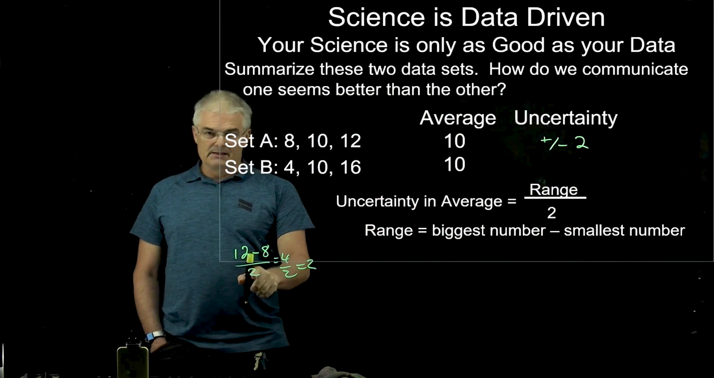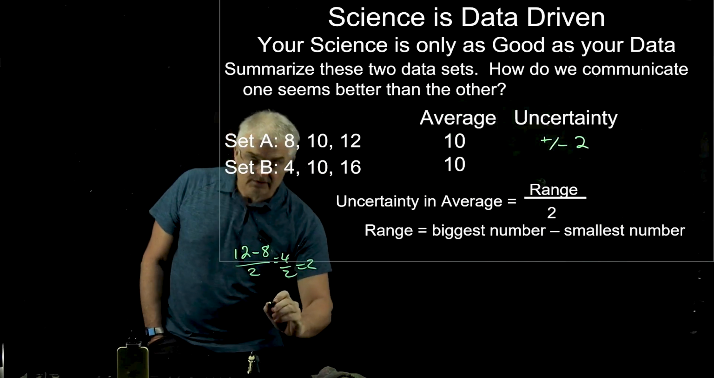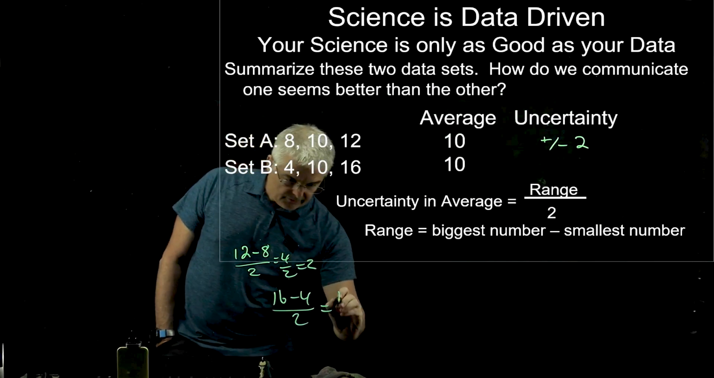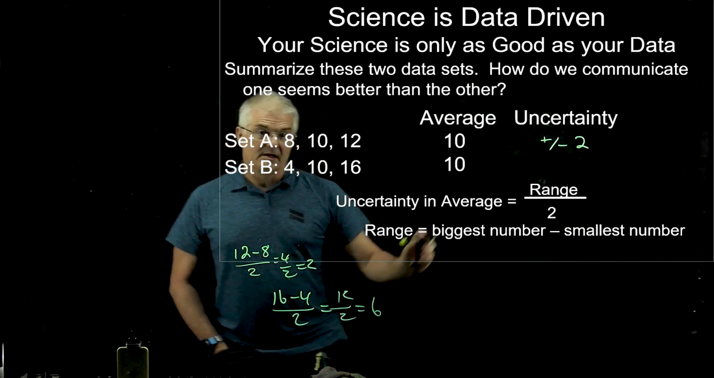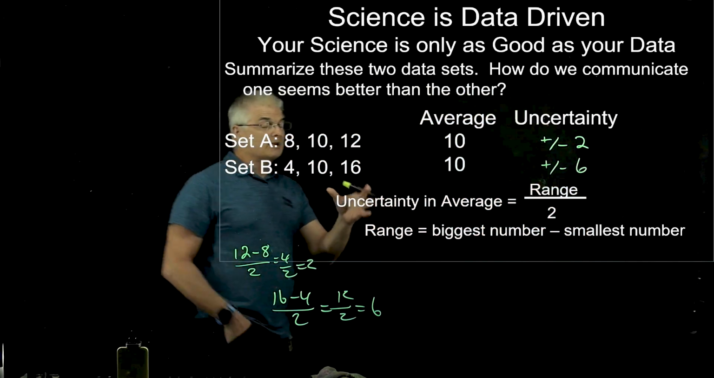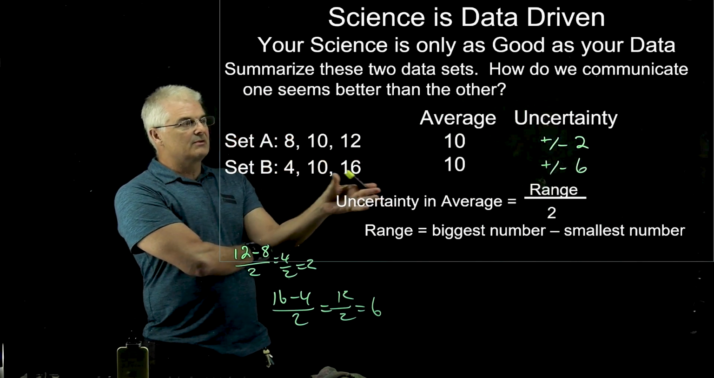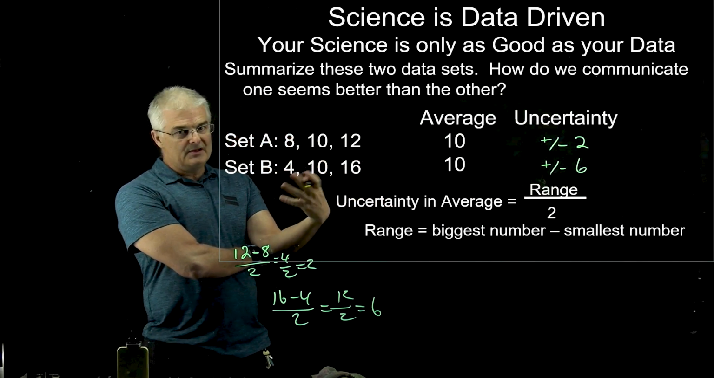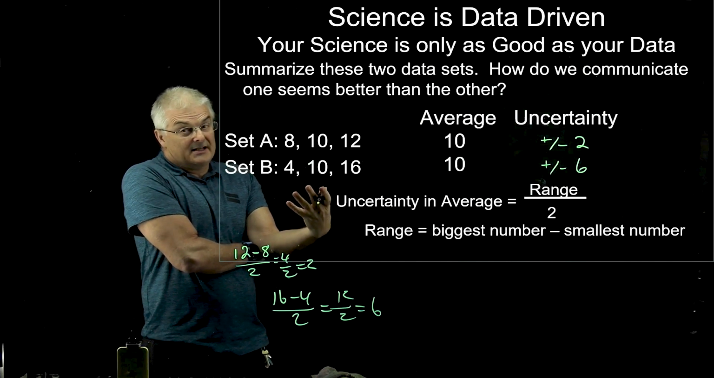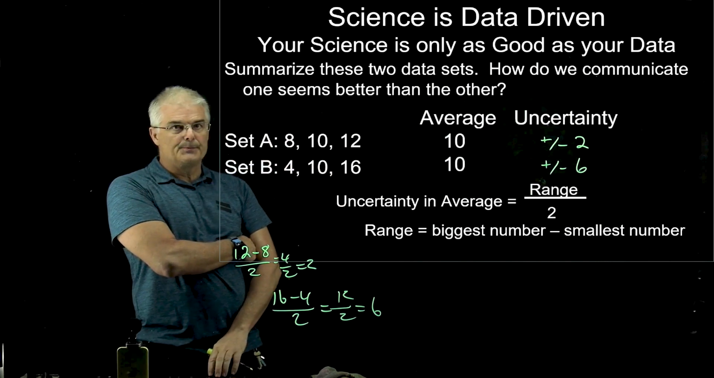Now, hopefully you realize that for set B right here, it's 16 minus 4. So let's write that down. 16 minus 4 over 2, which is 12 over 2, which is 6. So this set is plus or minus 6. So when you're talking about uncertainty, this idea of range really makes sense. So if you've got a series of numbers, how confident are you that these are good representations? Well, you can only say plus or minus 6 for set B. For set A, because they're more clumped together, you can say plus or minus 2.